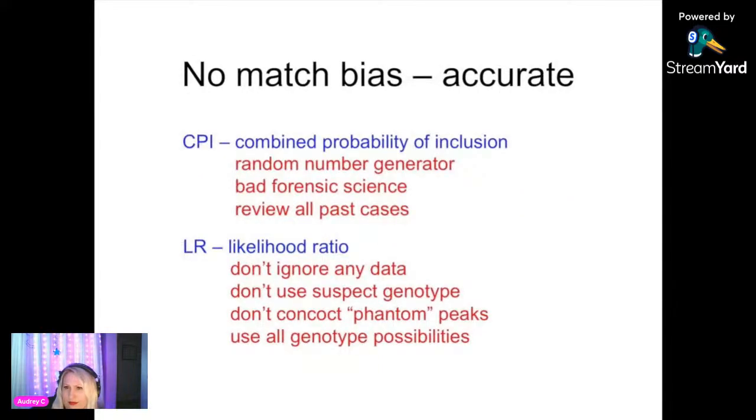Match bias can be eliminated by using accurate calculations for the statistics. The CPI method should never be used. It's just a random number generator, bad forensic science. And in fact, it's been used in hundreds of thousands of cases, and honestly, all of them need to be reviewed again to look for potentially exculpatory evidence where this method failed.